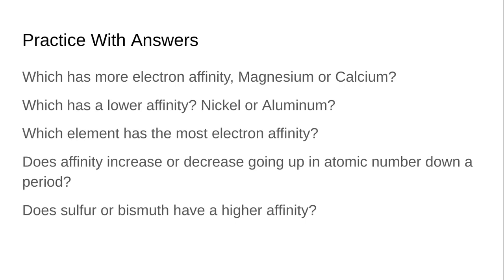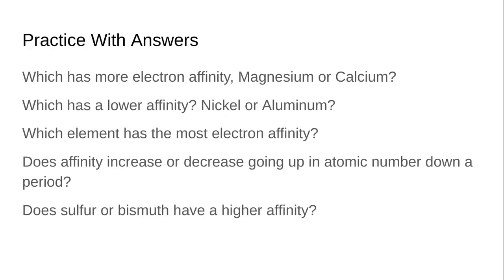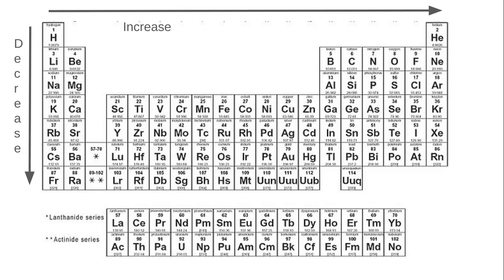Which has more electron affinity, magnesium or calcium? You can pause, you can take your time to get this, do whatever. I'm going to go through it. So magnesium right here and calcium right here, following that rule we had, decreasing electron affinity with increasing atomic number down a group. You can see that magnesium is higher than calcium, which means magnesium would have a higher electron affinity.